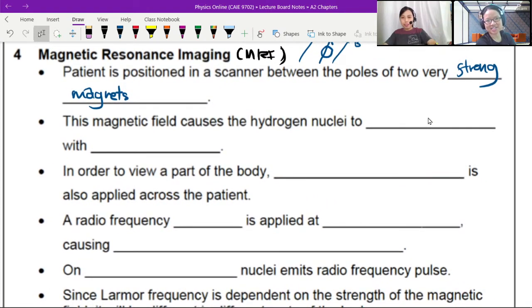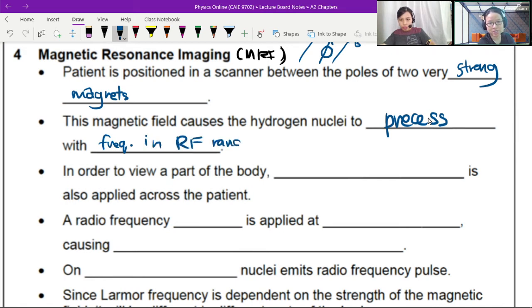This magnetic field causes the hydrogen nuclei to, what's the P word again? Precess. Okay, with frequency in the radio frequency range. So there's a term for this called the Larmor frequency. That particular range, that signature is Larmor frequency. I'm sorry if I'm pronouncing your name wrong, dude.